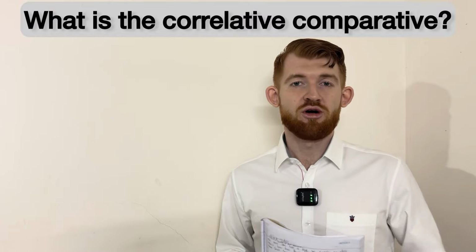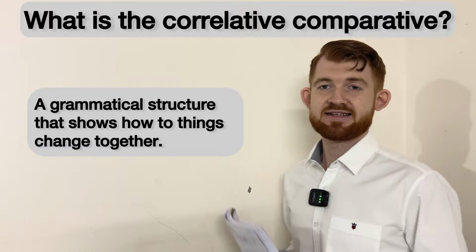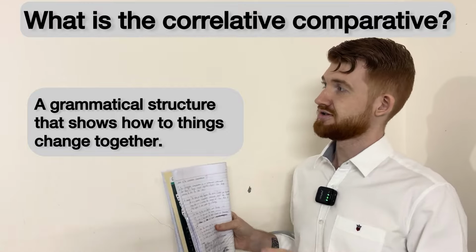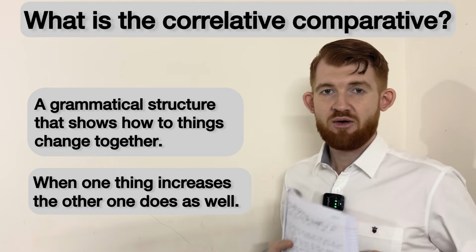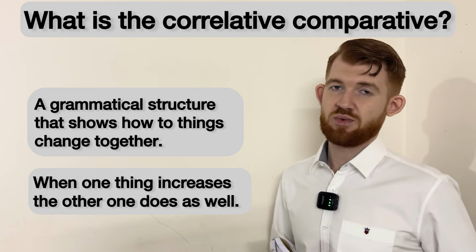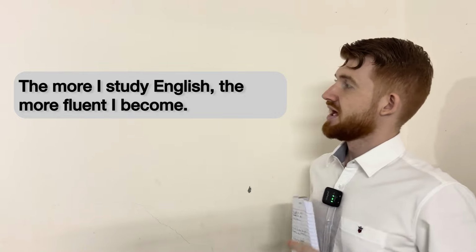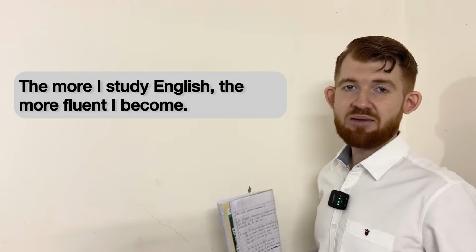What is the correlative comparative? The correlative comparative is a grammatical structure that shows how two things change together. When one thing increases, the other one does as well. For example, the more I study English, the more fluent I become.